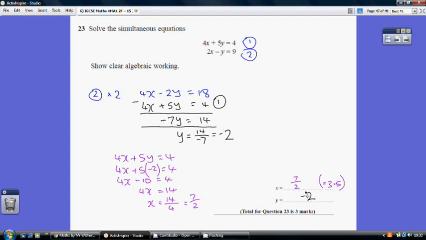Now to work out x, I substitute this minus 2 into whichever equation takes my fancy. I'm going to take the top one, the 4x plus 5y equals 4. So substitute in the fact that we now know y is minus 2. So 4x plus 5 lots of minus 2 is 4. 5 lots of minus 2 is minus 10. So 4x minus 10 is 4. Add 10 to both sides, divide by 4, we get x equaling 7 over 2, or 3.5 if you prefer.